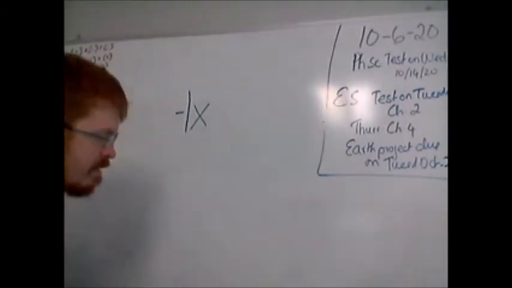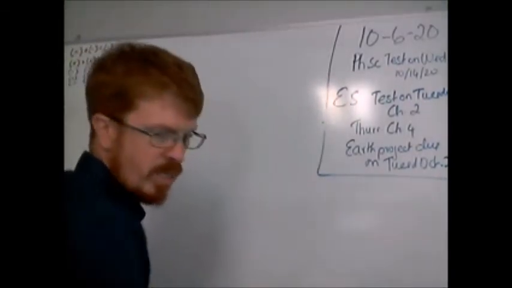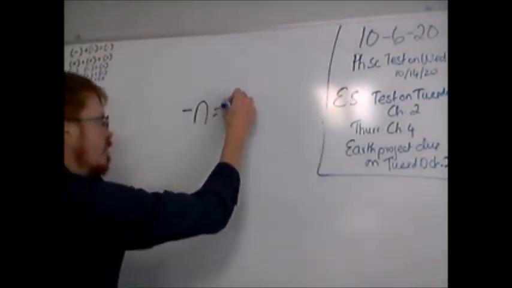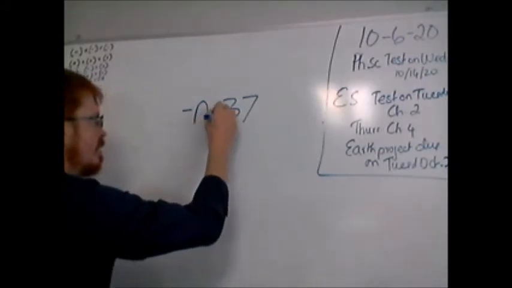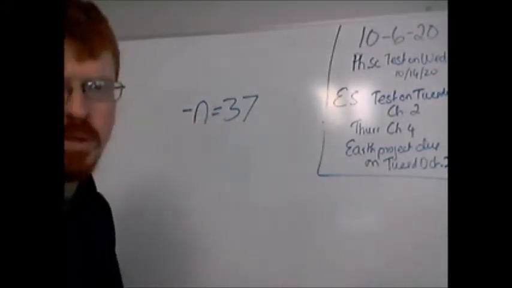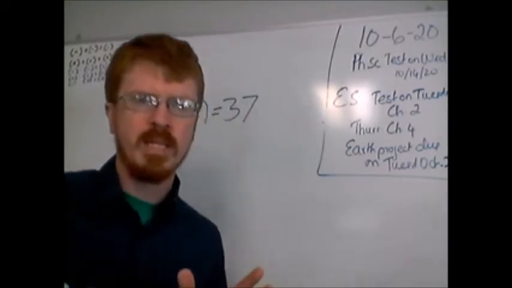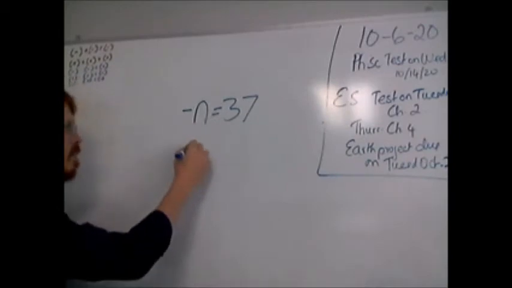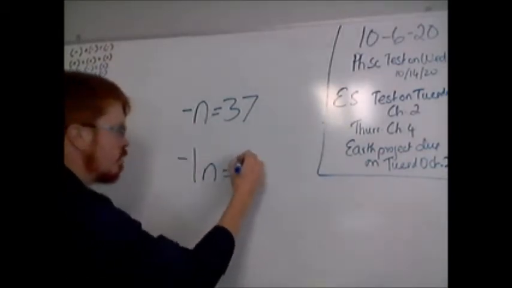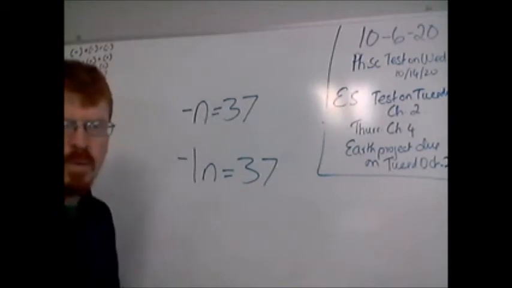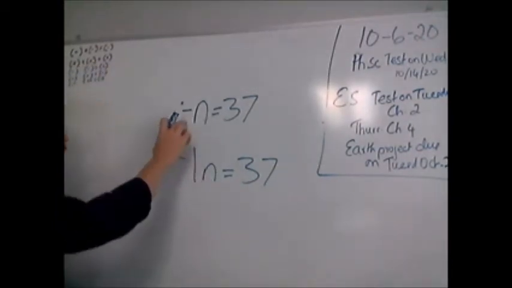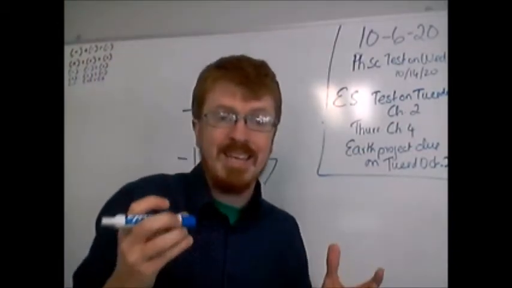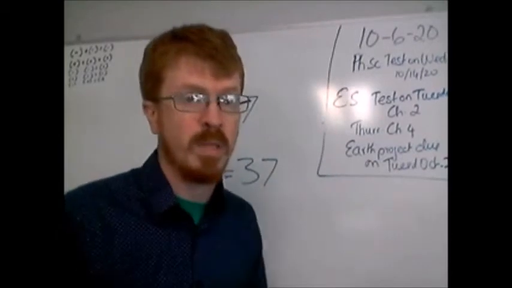On the bottom of page 94, it gives you the equation, negative n equals 37. Understanding what we know, this negative n actually is a negative 1n equals 37. If we want to get the n by itself, when the variable is negative, it is not by itself. We can't leave it there. It has to be by itself. It has a negative 1 with it.